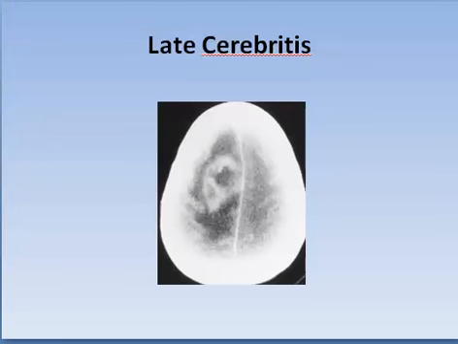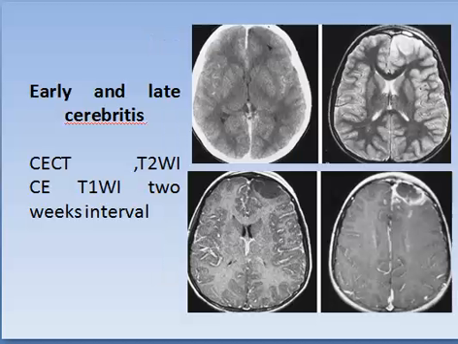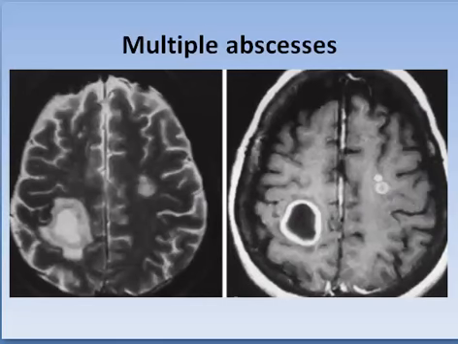Now, this is cerebritis at late stage, starting to accumulate and form an abscess. This is early and late cerebritis. Here we start with edema, localization, and start to form the abscess. The difference between these two is a 2 weeks interval. Multiple abscesses here and there. The smooth outline, the smooth inside, the smooth outside. Don't forget that an abscess could be multilocular.